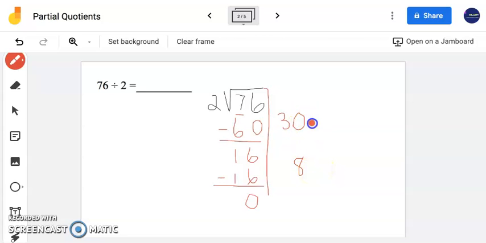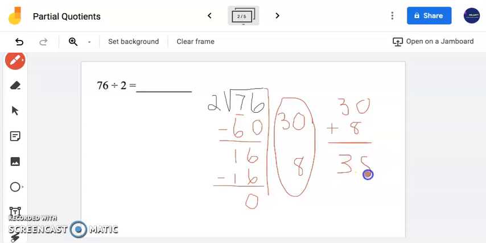My last step here is to add everything on the side. So I'd like to circle the side here, and I just write 30 plus 8, which happens to be 38. And I always look just to make sure I have no remainder, and I have no remainder here. So my answer to this problem, or my quotient, I like to put on top, is 38.